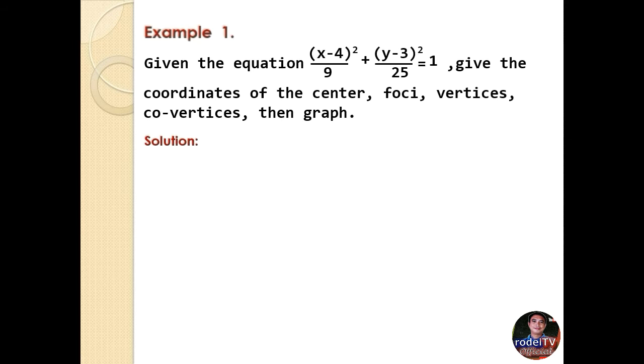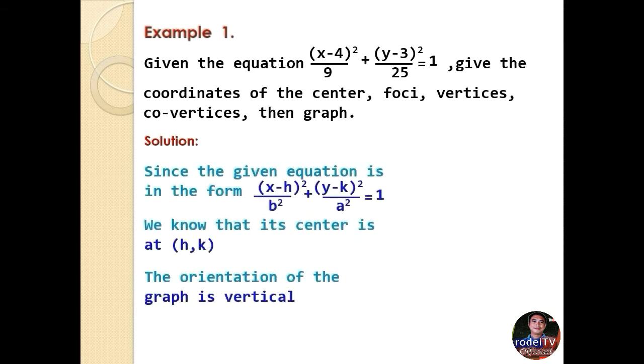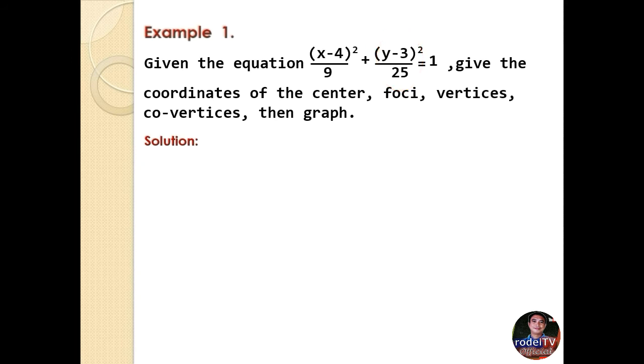Again, we analyze first the type of equation given. Since the numerators are binomial squares, or in the (h, k) form, we know that its center is not at point (0, 0), but at point (h, k). Also, since y has the bigger denominator, the orientation of our graph is vertical. Therefore, the center of our ellipse is at point positive 4 and positive 3.